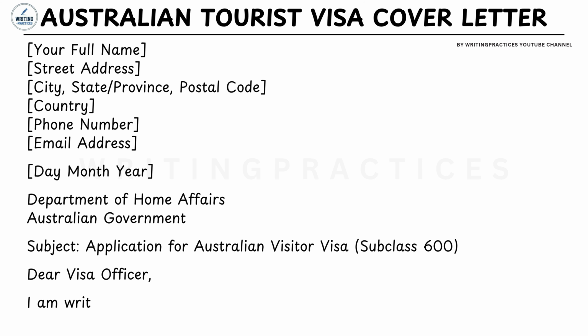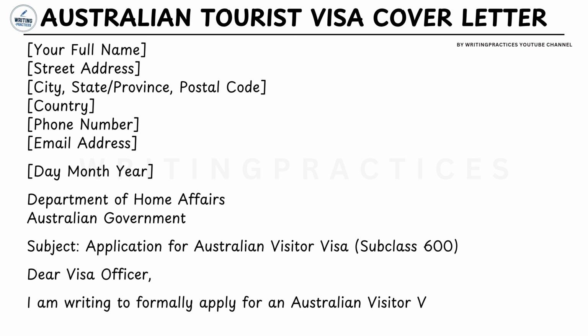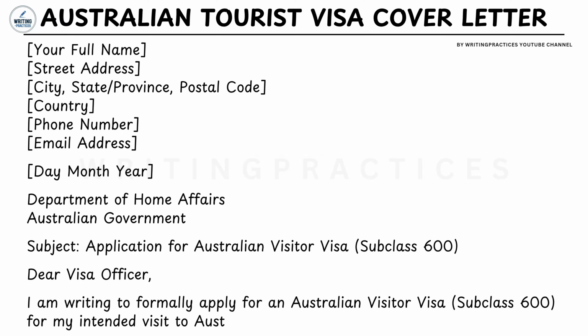First paragraph, purpose of application. This paragraph states why you are writing. Example, I am writing to formally apply for an Australian visitor visa, subclass 600, for my intended visit to Australia. This clearly explains the purpose of your letter from the beginning. It allows immigration officers to immediately understand the purpose of your application. Keep this statement direct and concise.